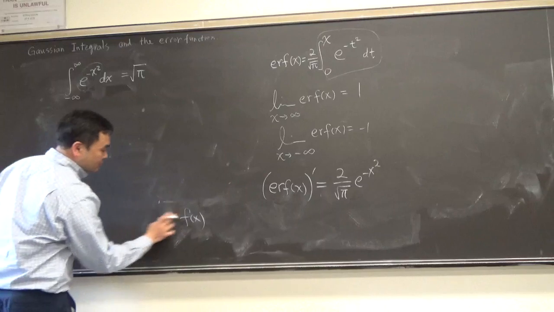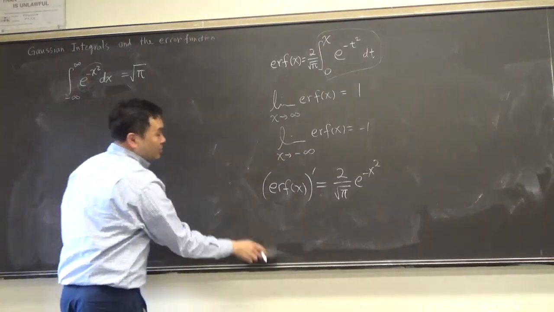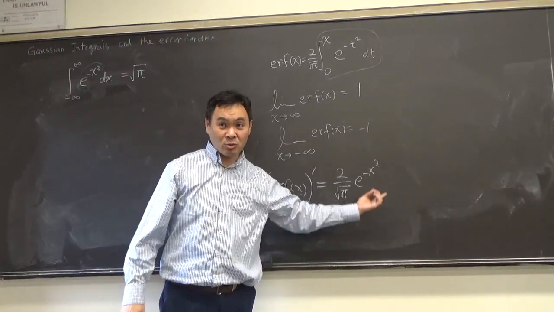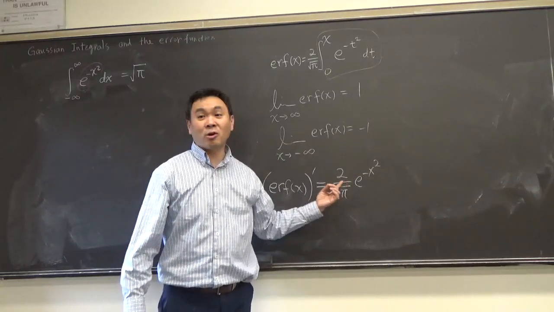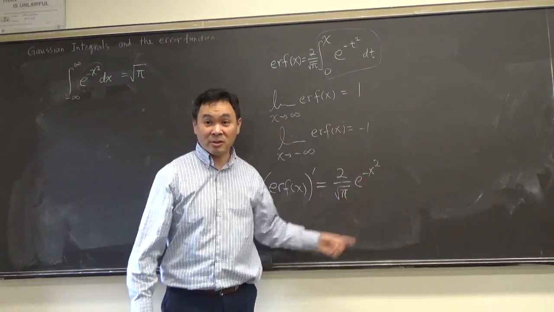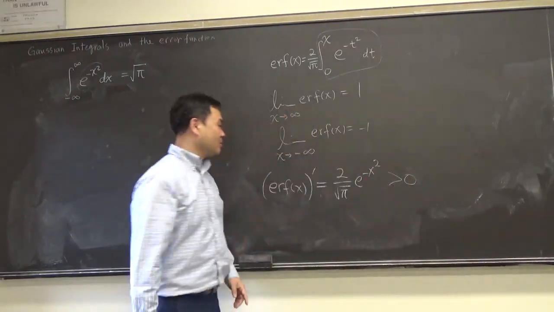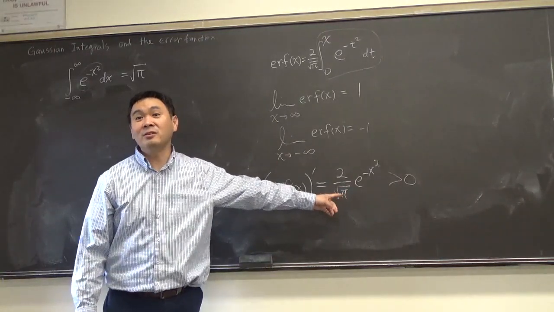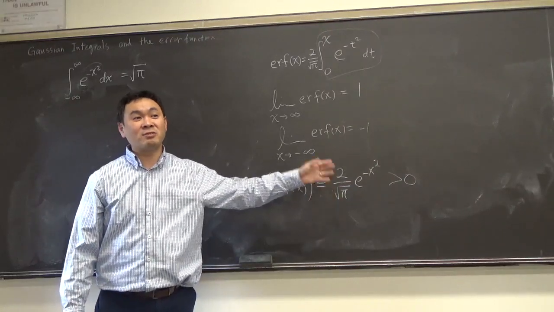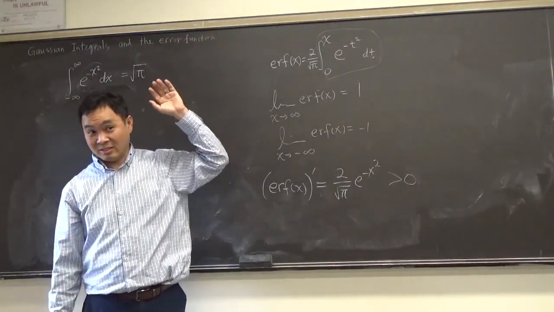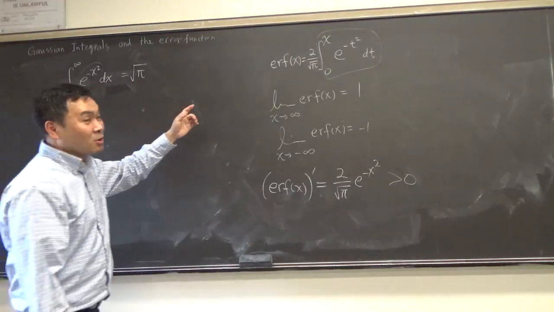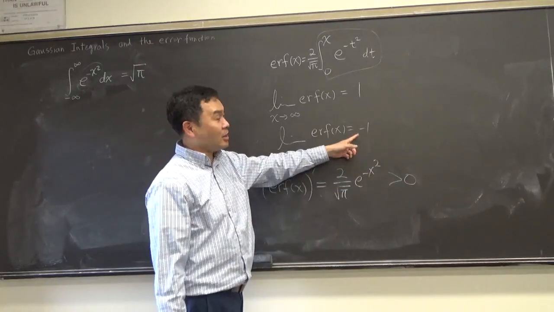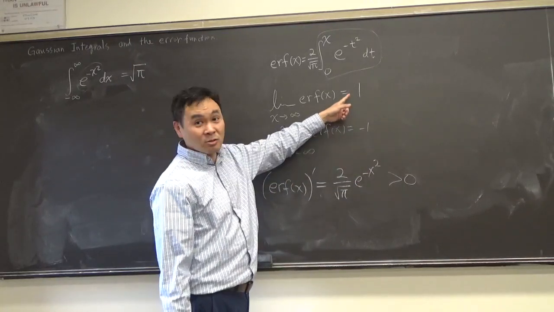Well, this fact says you get this as the derivative, and notice that this is always positive, right? Exponential functions are always positive. So what do we know about that function? The error function has derivative always positive. What does that mean? If the derivative is positive, we know that the function is increasing. So this will be a function that's always increasing, and it starts from -1 to +1.